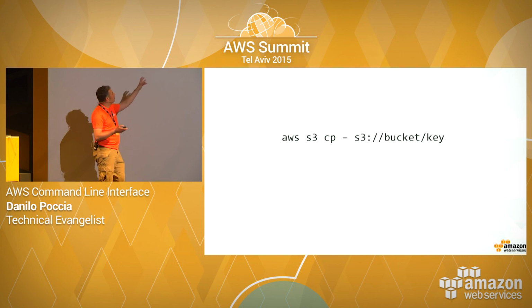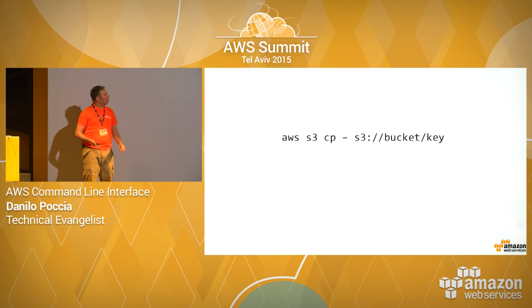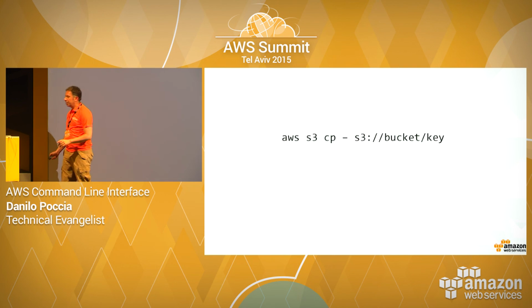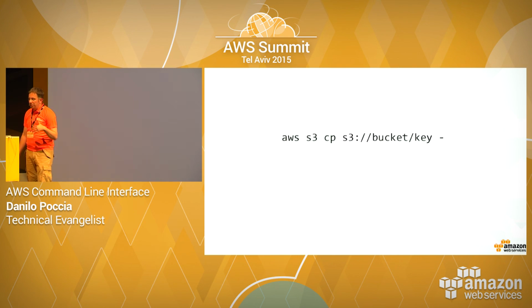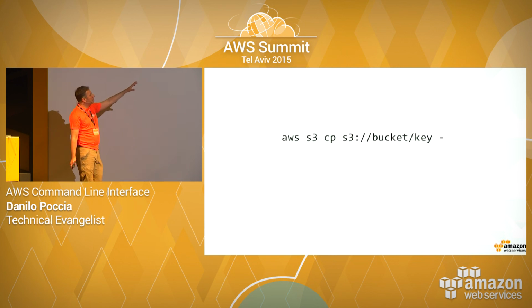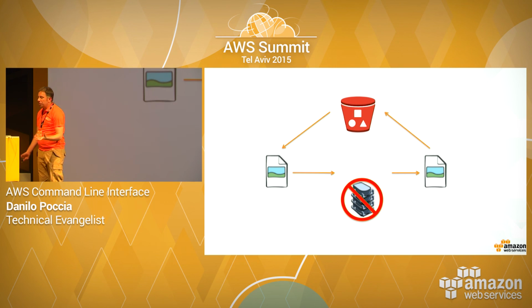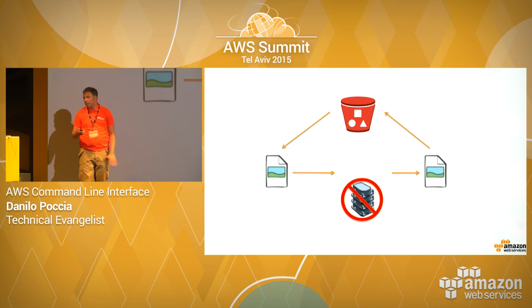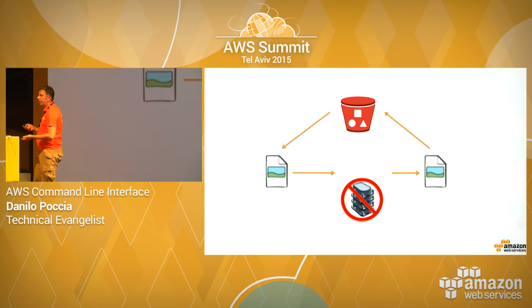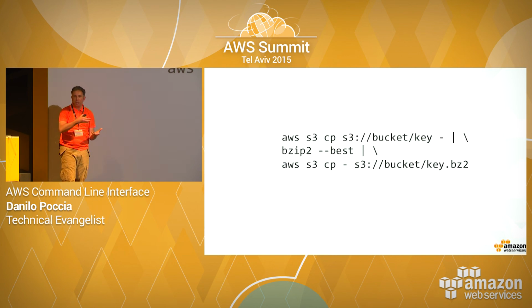So this syntax will mean copy everything that is in standard input, so the output of a command, to the object identified by this bucket and this key. And the opposite is the same: take this object and send it to standard output. This is powerful because it allows you to automate things without any disk access. And one use case that customers liked the most is compression without using the hard drive.